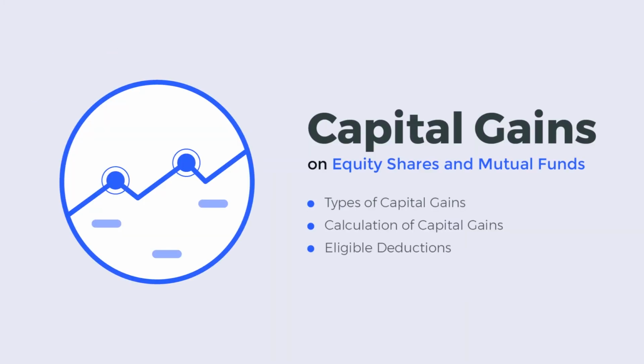There are 5 income heads: salary, house property, capital gains, business and profession, and income from other sources. Let's talk about capital gains income from sale of equity shares and equity mutual funds. First, let's understand what capital assets are.